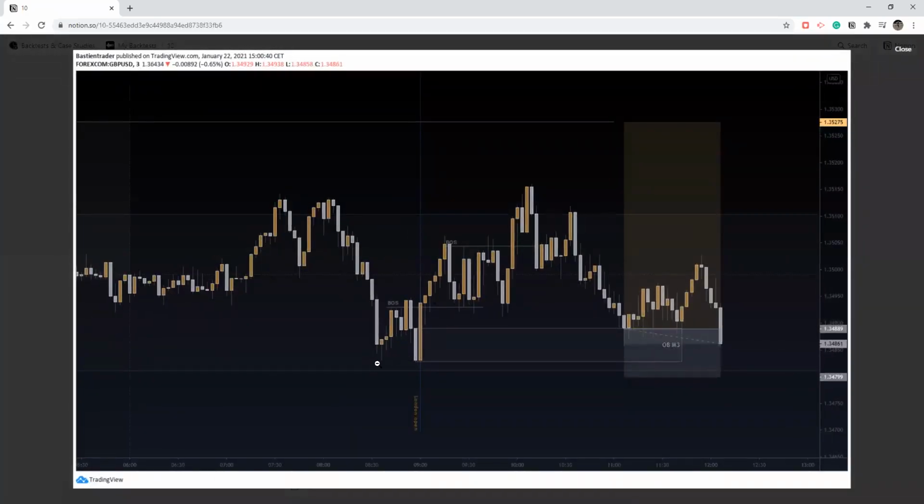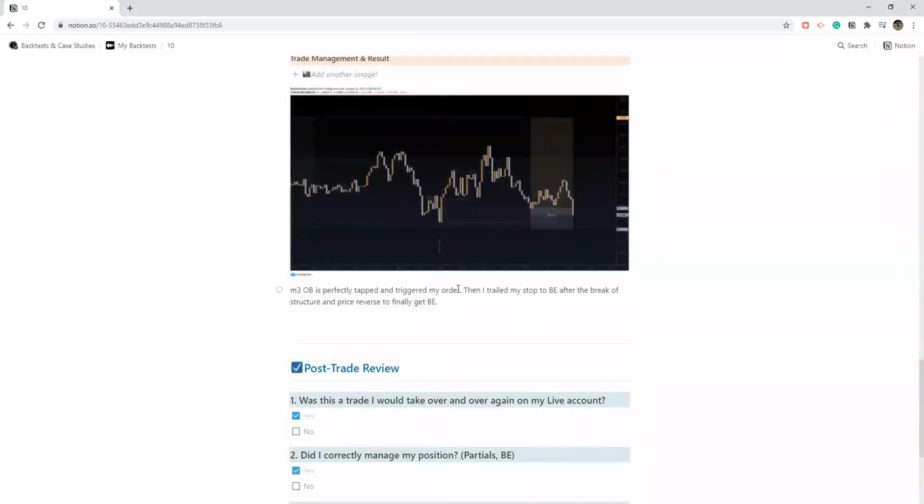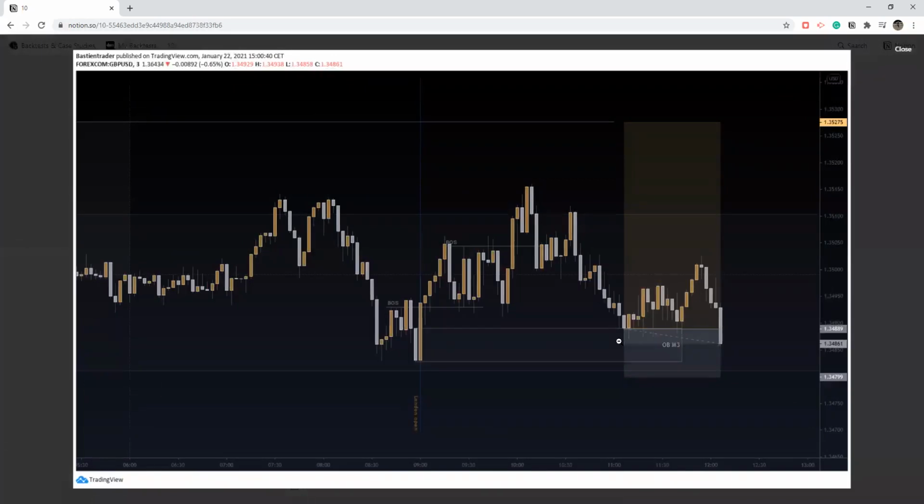Okay, on the 3 minutes, still it's pretty equal. We tap into the trades and we consolidate. Did you close at a break even? Yes. Then I moved my stop loss to break even after the break of structure and price reversed to finally get break even. Okay, so you were aggressive with this one.